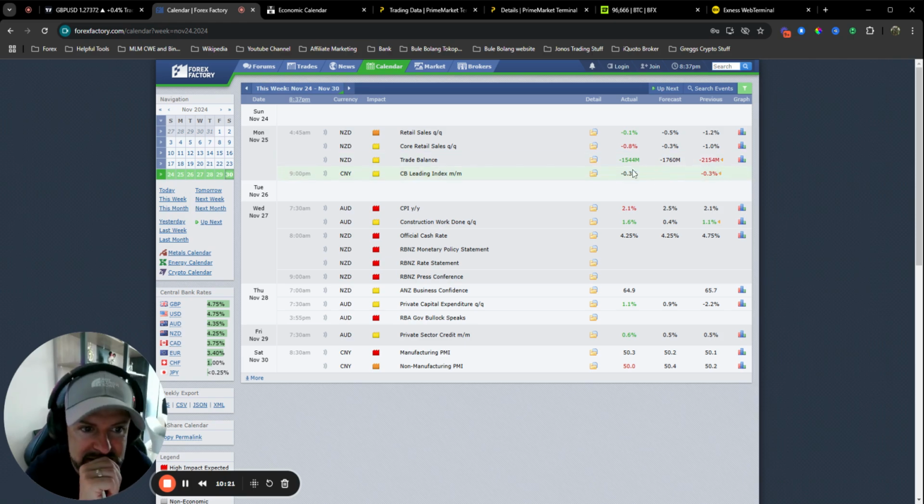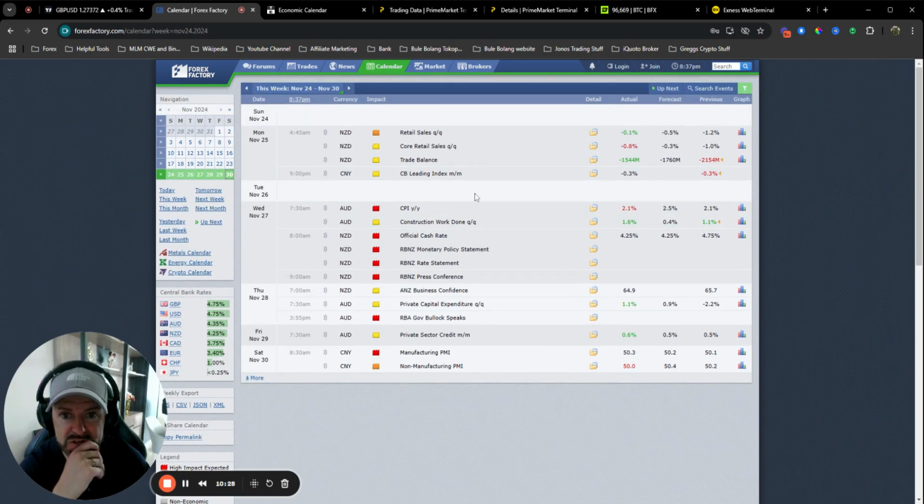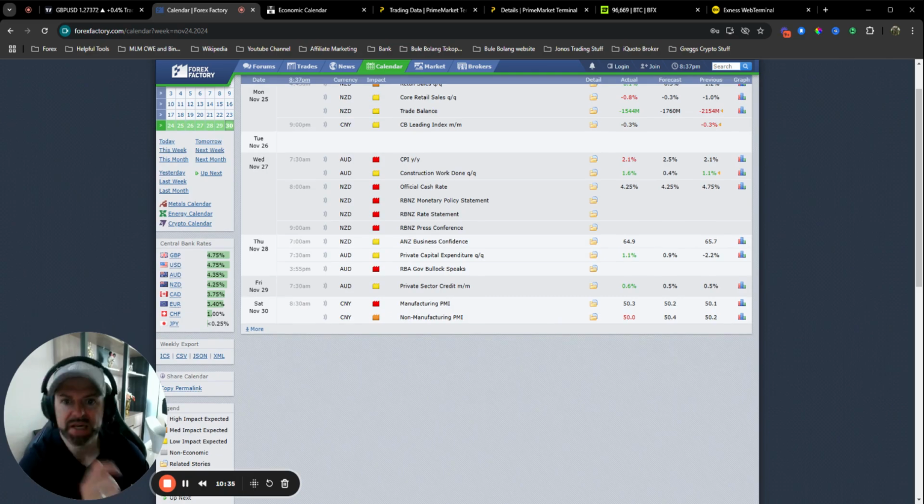Let me just check, minus, and then it's minus on 5. Yeah, so that is better. That is getting better, but it's still a deficit, right? So it is getting better. CB leading index minus 3, same. AUD CPI year on year is the same.